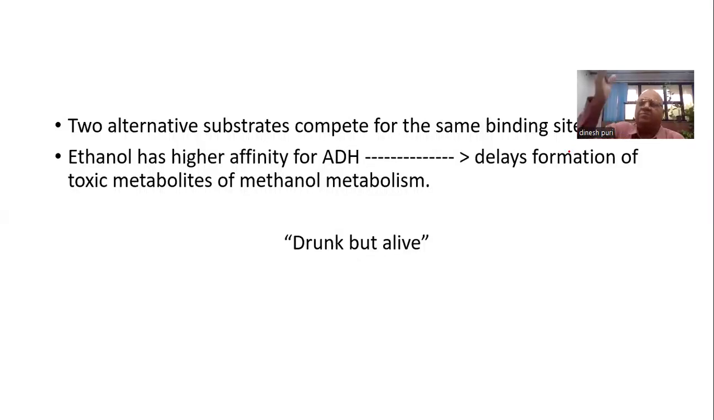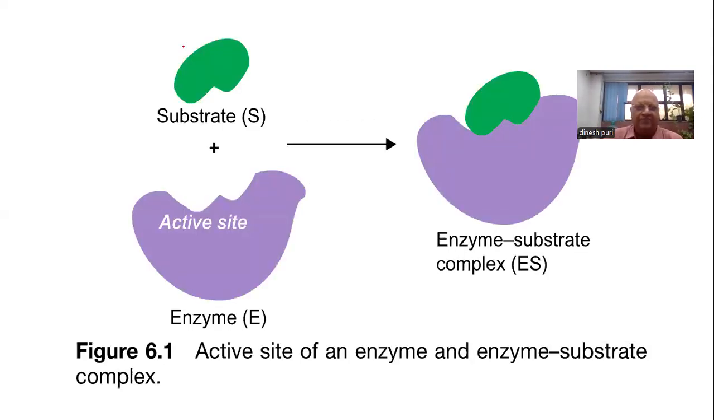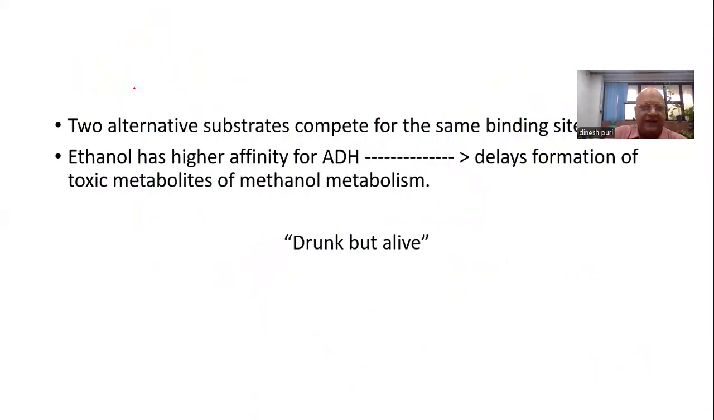And you know that the more you increase the concentration of substrate, the more binding there will be. So ethanol binds and displaces methanol, and methanol binding keeps decreasing. And the second thing is that ethanol, fortunately, has a higher affinity for alcohol dehydrogenase. So it delays formation of toxic metabolites of methanol metabolism. So to save the life, we give very high doses of ethanol. The patient will be drunk, but will remain alive.